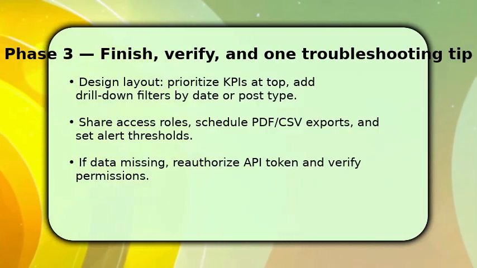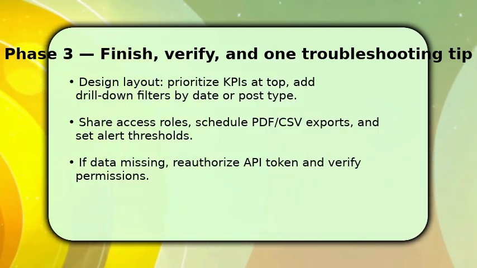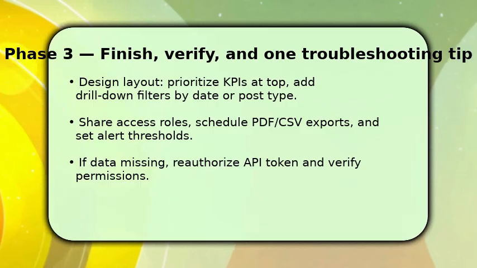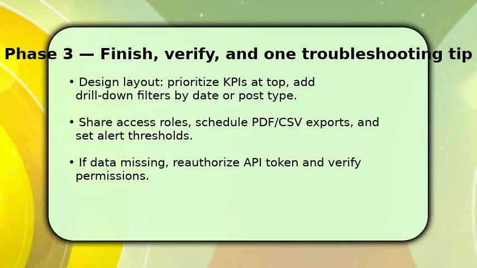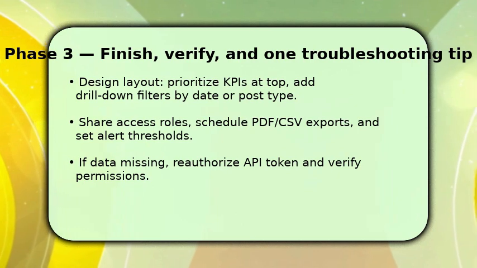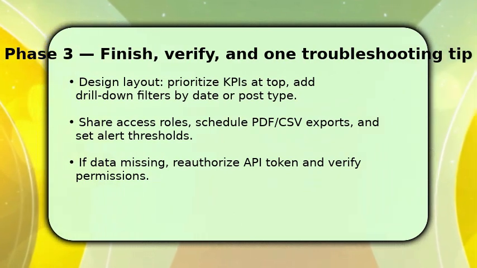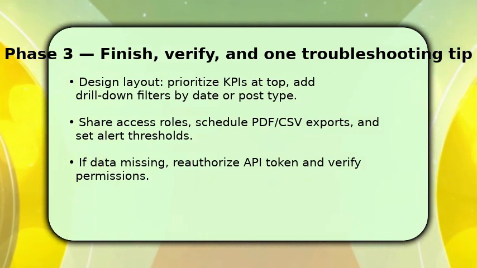dips or spikes. If metrics fail to appear, reauthorize the API token, verify granted permissions on Facebook and Instagram, clear cached connectors, and rerun the import. That usually resolves missing or stale data quickly.